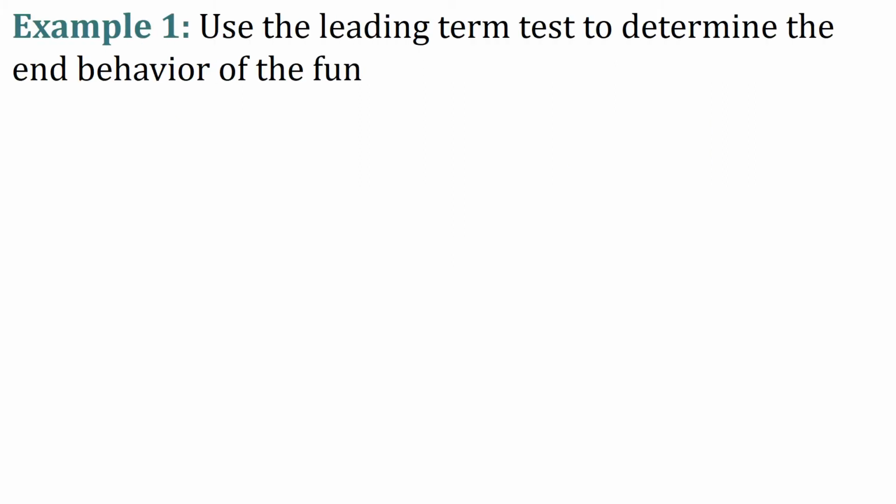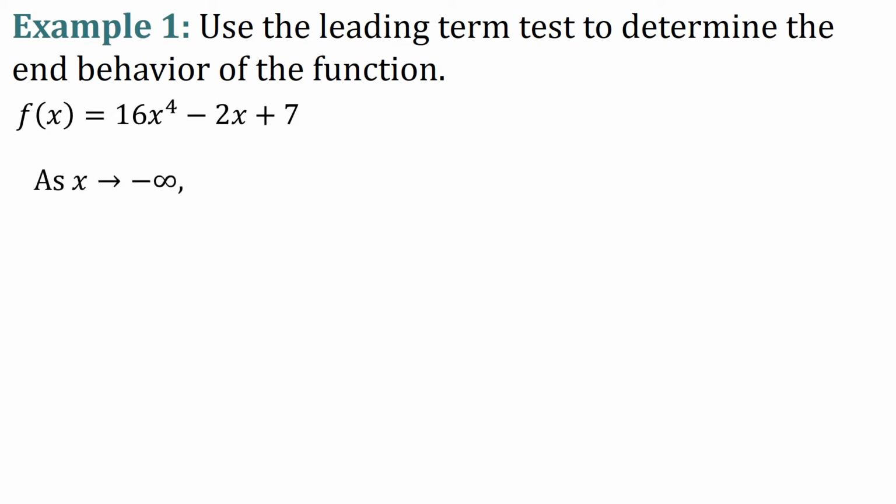So we're going to use the leading term test to determine the end behavior of the function. f(x) = 16x^4 - 2x + 7. The way we state end behavior is as x approaches negative infinity, f(x) approaches, and we have to decide, is it going to approach infinity or negative infinity? Meaning, on the negative side of our graph, the left-hand side, where does our end behavior go? Does it go up or does it go down? And the same idea on the right-hand side of the graph, as x approaches infinity.